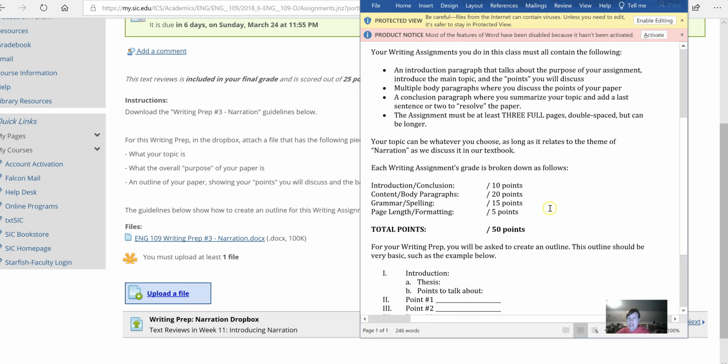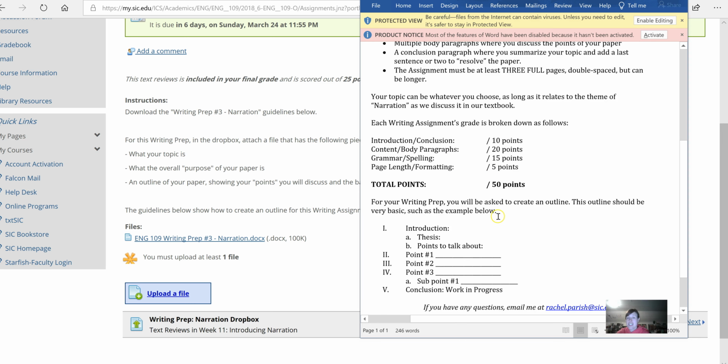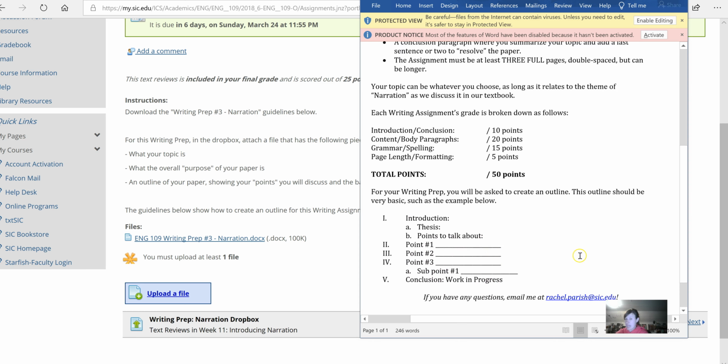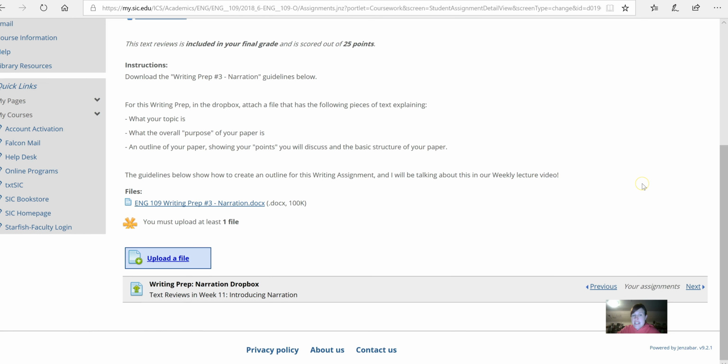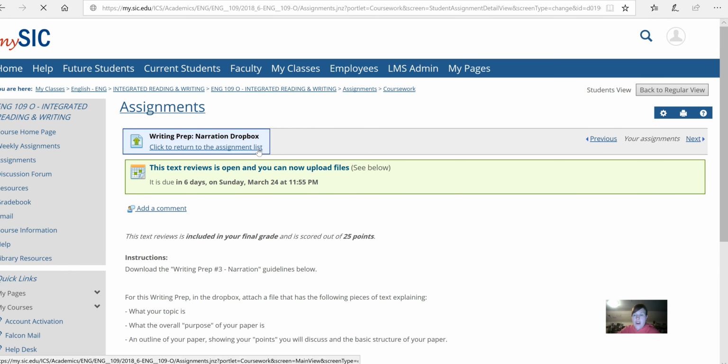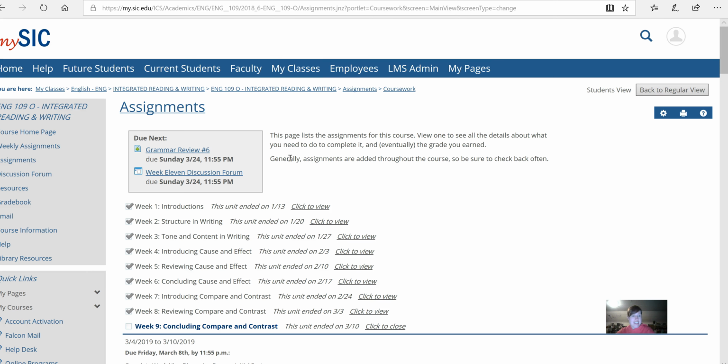And then the breakdown of that assignment is listed here. So for the writing prep, I do want to see your introduction paragraph about your narration. Your outline, the more detailed your outline is, the more extra credit you might get, and then a little short work in progress conclusion. So remember, none of these outlines are set in stone. You can always go back and change things with them, but I just want to see that you have an idea of what you're going to write about and that you can articulate that in this outline, okay? But yeah, narration's pretty easy, so that writing prep should not be hard. But yeah, those are the 3 main assignments this week, just doing your grammar review, the writing prep, and the discussion forum.